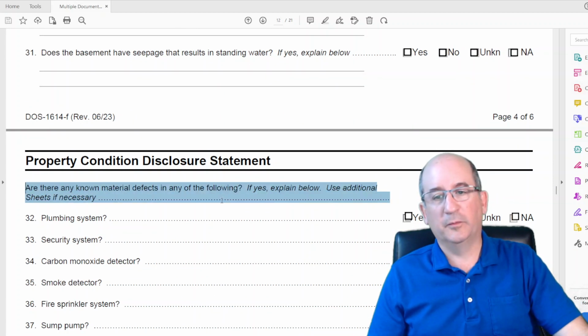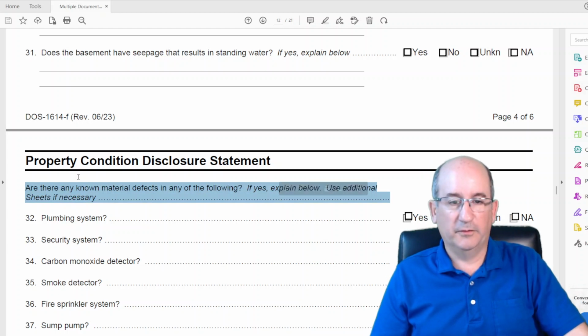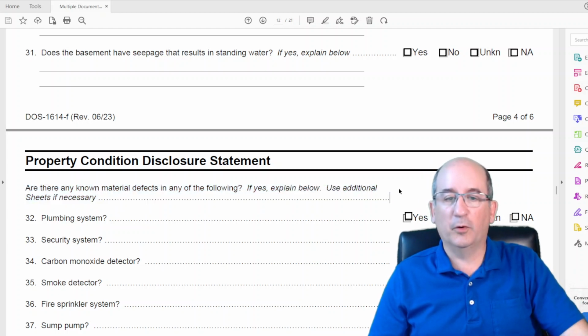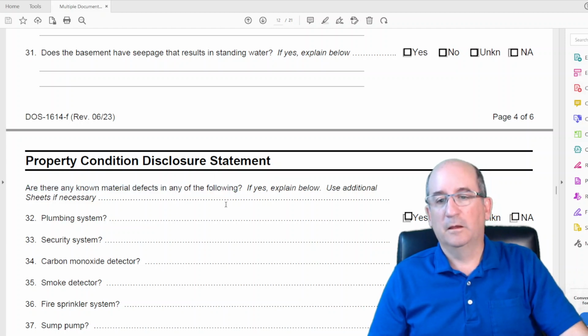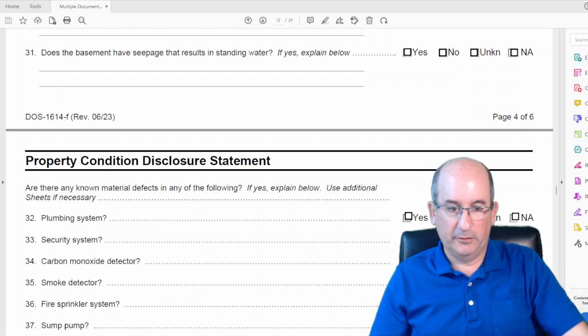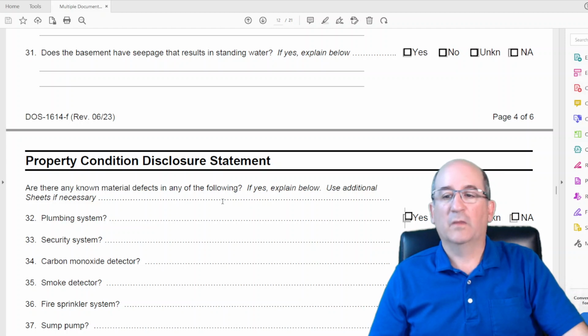So this part is important. Well, it's all important, but this is particularly important because the question is, are there any known material defects in the following? That's not to say, I have a plumbing system, so I'm going to hit yes. I don't have a security system, I'll hit no. Are there any known defects in any of the following?